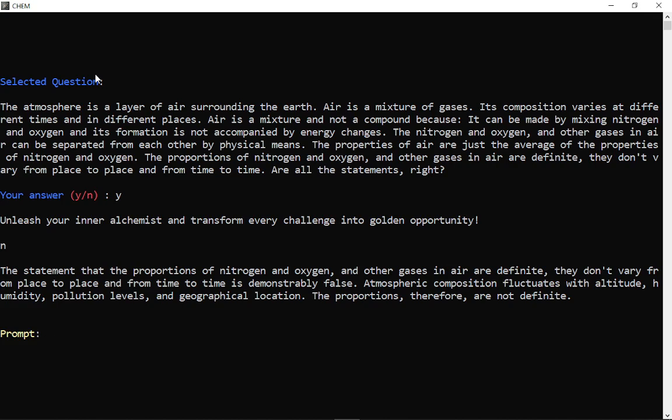So the statement that the proportions of nitrogen and oxygen and other gases in air are definite, they don't vary from place to place and from time to time, is demonstrably false. Atmospheric composition fluctuates with altitude, humidity, pollution levels, and geographical location. The proportions therefore are not definite.